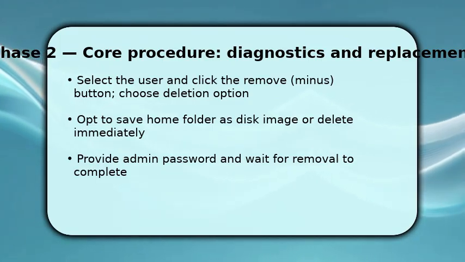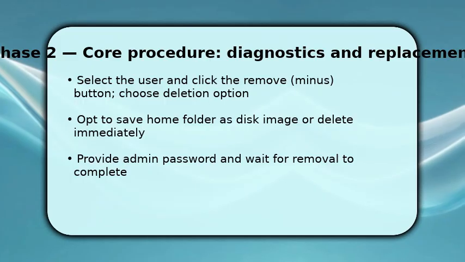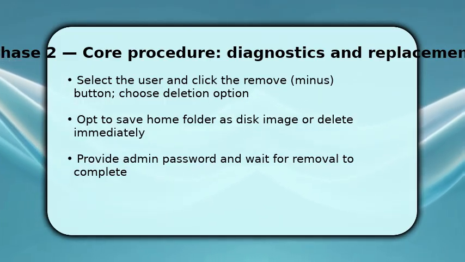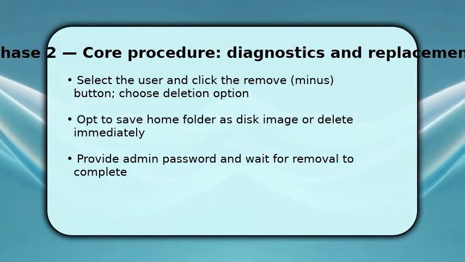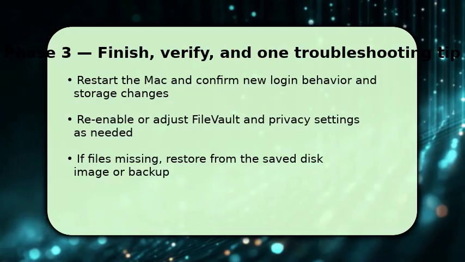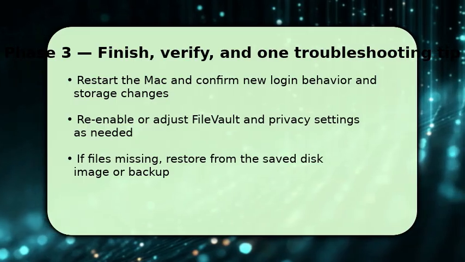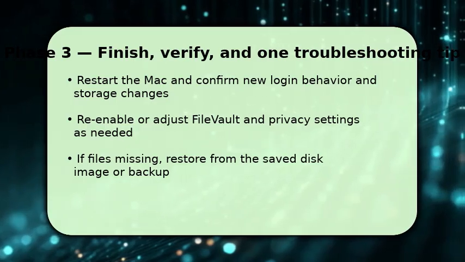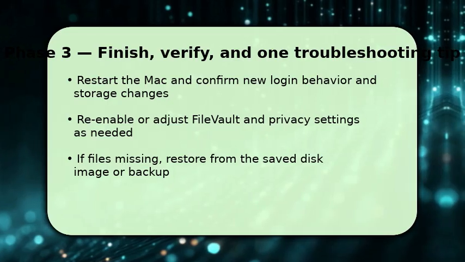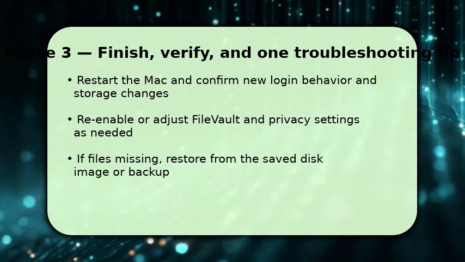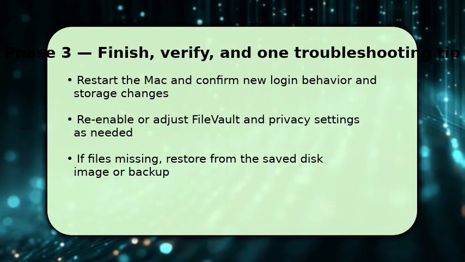Once finished, check Users and Groups and the /Users folder to confirm the account and its data were removed or archived as you selected. Finish by restarting the Mac to ensure login and permissions refresh correctly, and verify available storage reflects the removal. Once done, reconfigure FileVault, privacy, and sharing settings if they were affected. This helps prevent unexpected access changes.